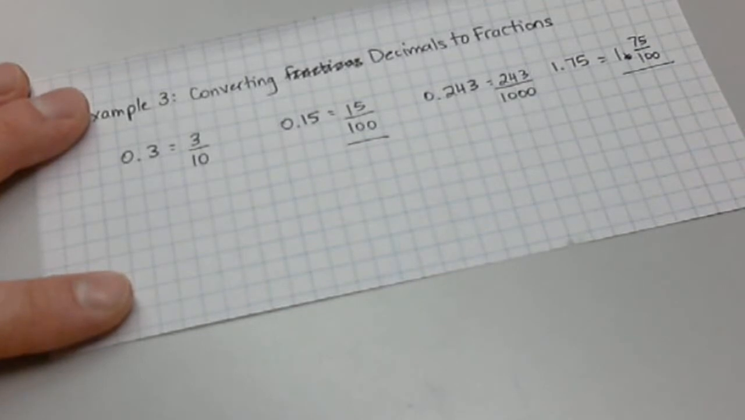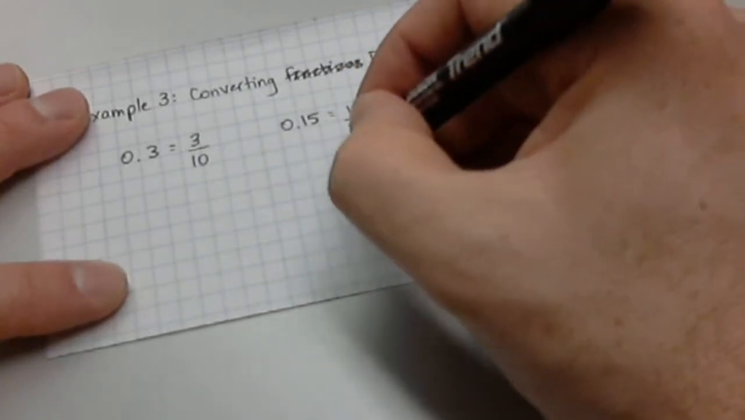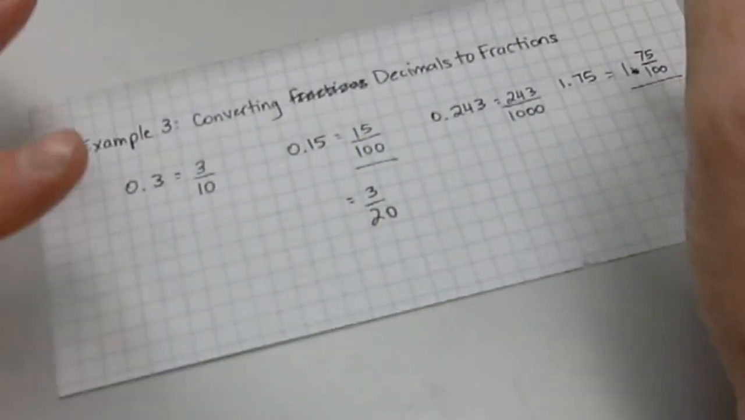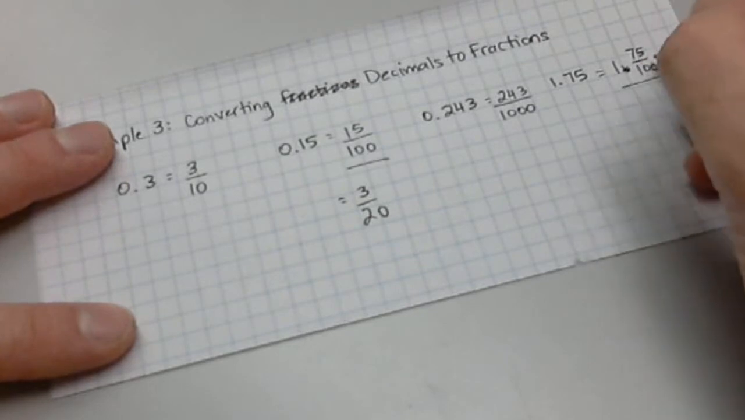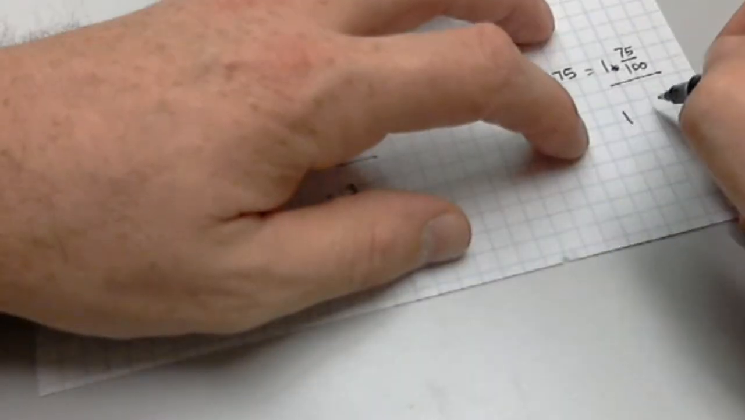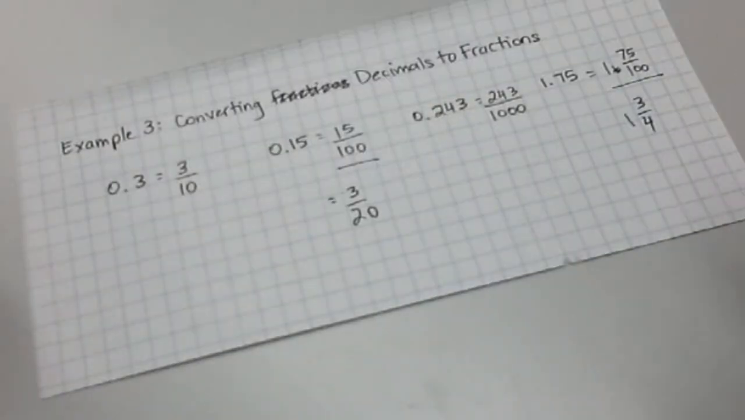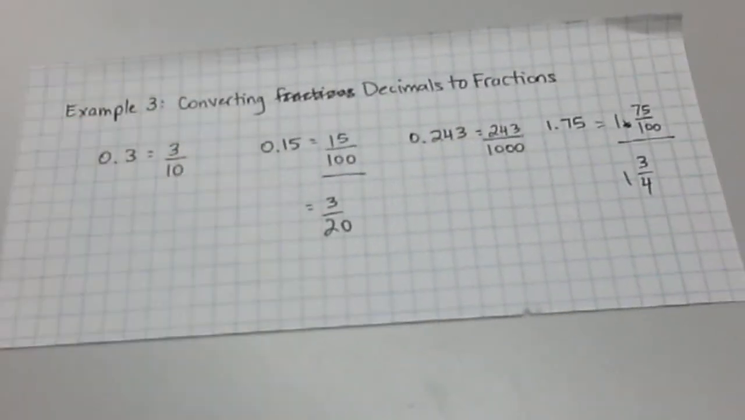So when we simplify 15 over 100, we actually get 3 over 20 in simplest form, and 1 and 75 over 100 simplifies down to 1 and 3/4. So remember, you always put that stuff in simplest form. Okay, so that's how you convert decimals to fractions.